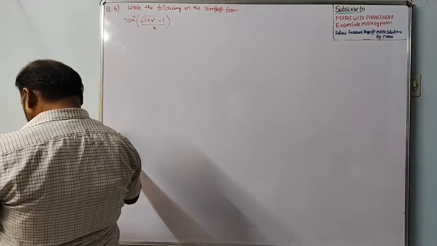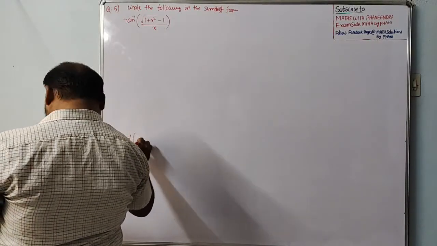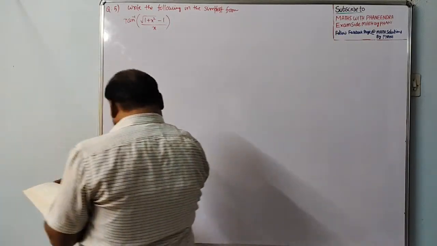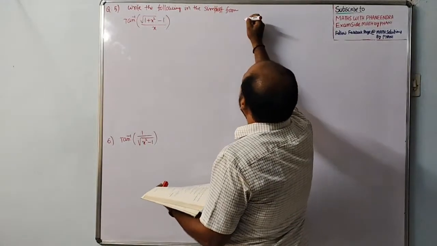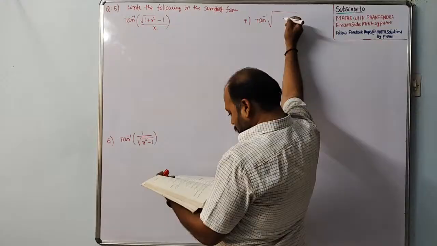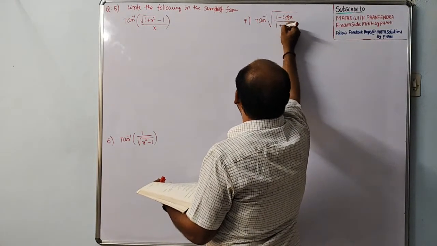Next one, sixth: tan inverse of 1 by root of x square minus 1. Seventh one: tan inverse of root of 1 minus cos x divided by 1 plus cos x.